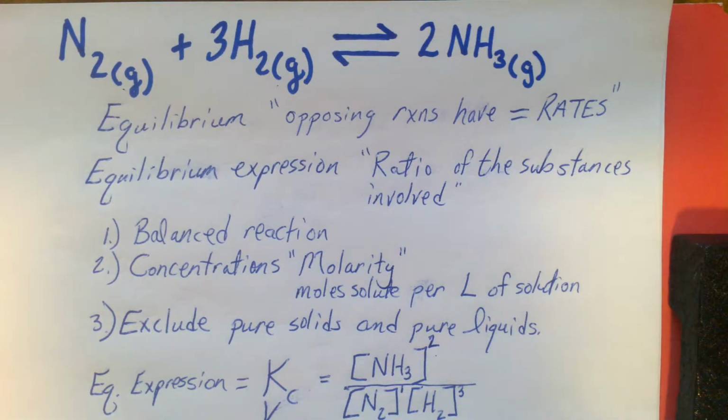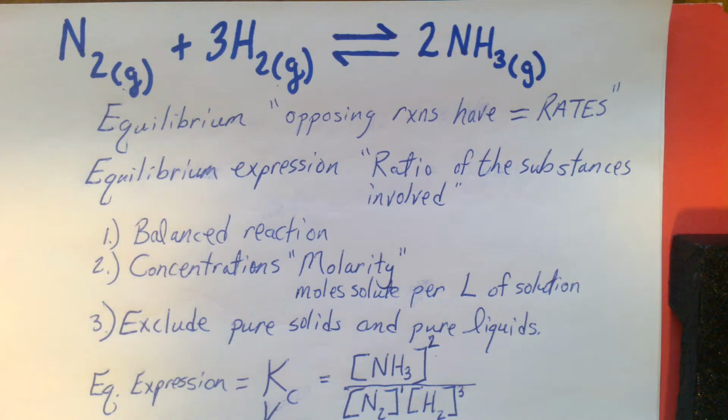Okay, so in our first video, we defined chemical equilibrium: equilibrium is established when opposing reactions have equal rates. The equilibrium expression is a ratio of the substances involved, and there are three things I want you to remember when you write the expression. You must have a balanced equation. Concentrations are included, so we're looking at molarities, moles of solute per liter of solution, and we're excluding the pure solids and pure liquids. And then finally, the expression is dependent upon the stoichiometry of the reaction, not on the mechanism, and the value of the expression is dependent on temperature.